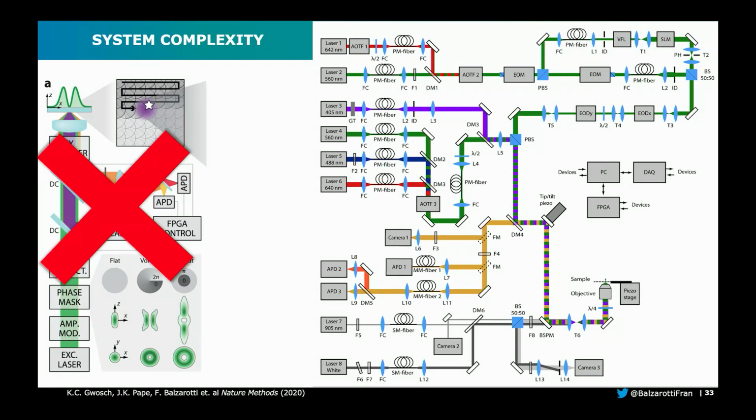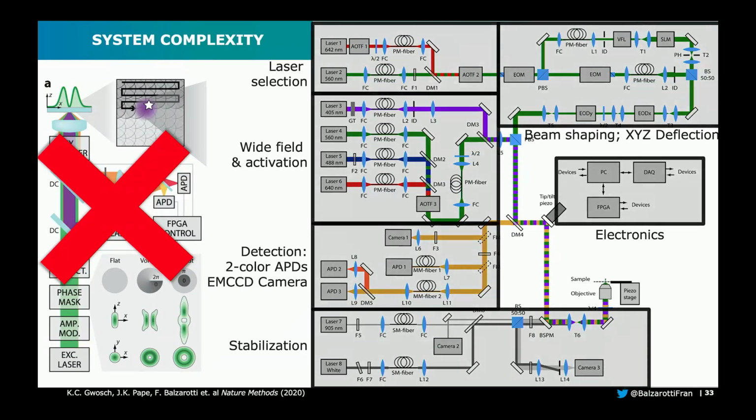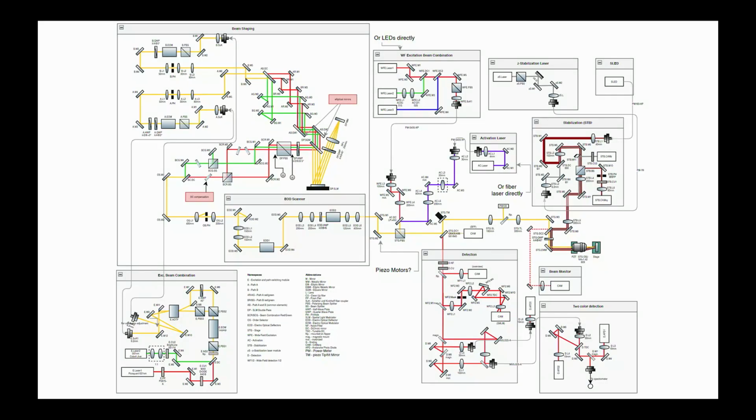So that's the bottom line, or the indoctrination part of MINFLUX. The systems are a bit complex. The cartoons are silly. Systems are a bit more. They have more. We have lasers, beam shaping, wide field. Of course, you want to have as well multicolor single photon counting, stabilizations, and steering. Of course, fast electronics.